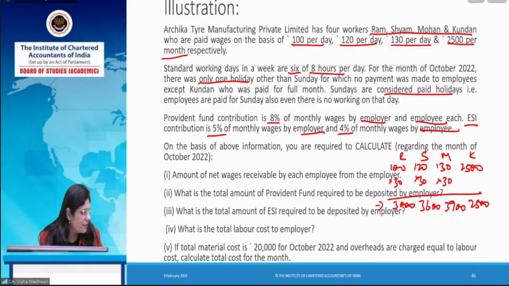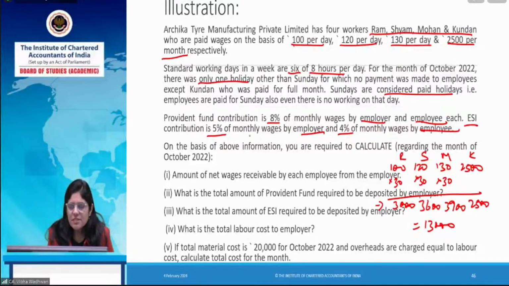So calculate the total earnings. 3000 plus 3600 plus 3900 plus 2500, 13,000. The workers will be getting 13,000. And yes, you can do the contribution also. Net wages receivable by each employee. So 13,000 minus PF contribution.